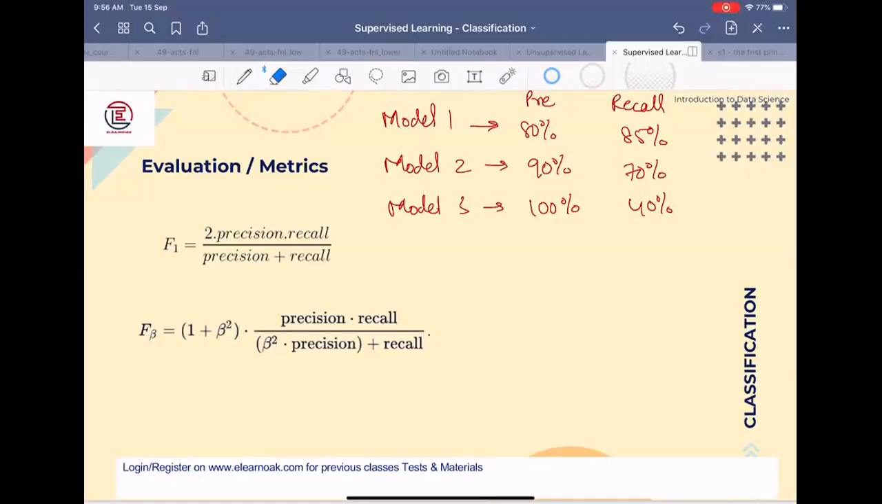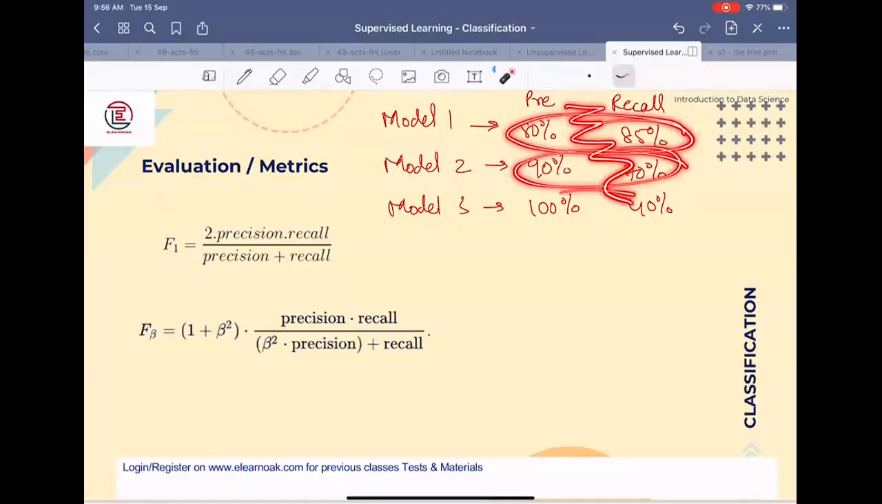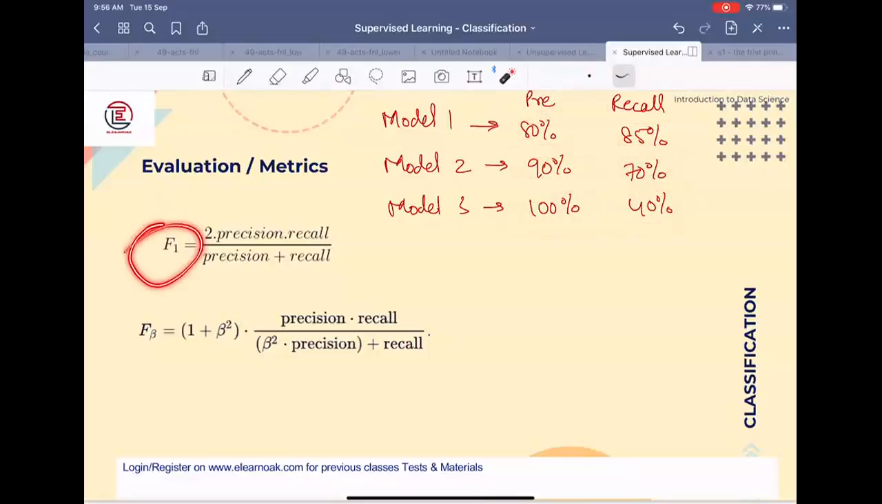So here we see that there are different scenarios where precision is more important and different scenarios where recall is more important. But when I give two numbers like this, it becomes difficult for us to choose. So for this, we have another metric called F1 score and F beta score. F1 score is basically, both of these take precision and recall and give you one number out.